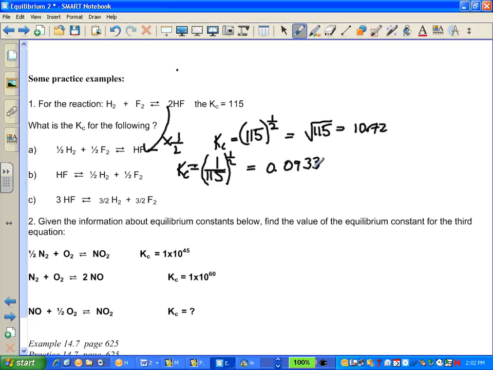In the last example, comparing it to the original equation, we can see that it was both inversed and multiplied by 3/2. Because it's been inversed, flipped around, we get 1/115. Because it was multiplied by 3/2, it gets raised to the 3/2. And what we are left with is a value of 8.11 times 10 to the negative 4.